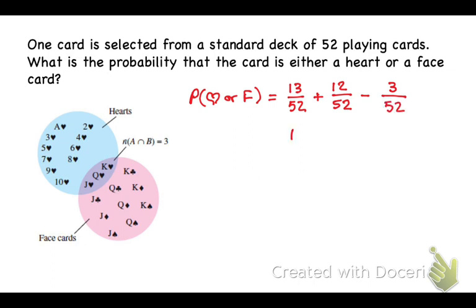Now, could I write this as 13 plus 12 minus 3 over 52? They all have the same denominator, yes? When they have the same denominator, I usually write it like that just because it's easier to look at from my brain. Okay, so 22 over 52? So 11 over 26?